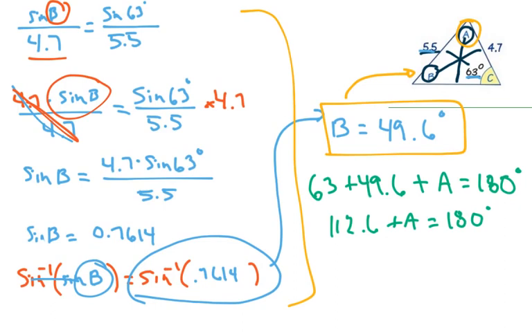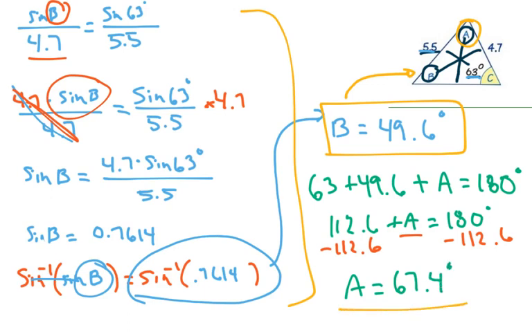We are trying to find angle A here. So I'm going to subtract 112.6 from both sides. And I'm going to end up with A equals 180 minus 112.6, 67.4 degrees. And that goes up there. So there we go. I just found my remaining two angles.